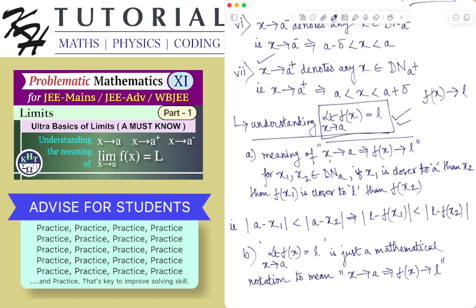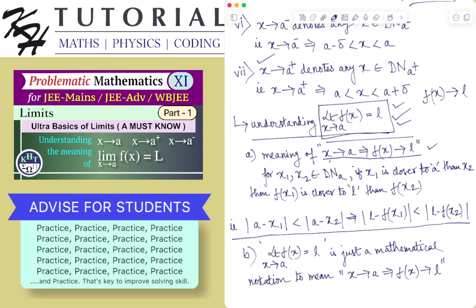So this is the mathematical explanation of this short form, limit x tends to a of f(x) is equal to L. If I want to describe this in a more detailed mathematical form, then it is this one. When x tending to a implies f(x) tends to L. That is, when the value of x is approaching towards a, then the value of f(x) will approach towards L.